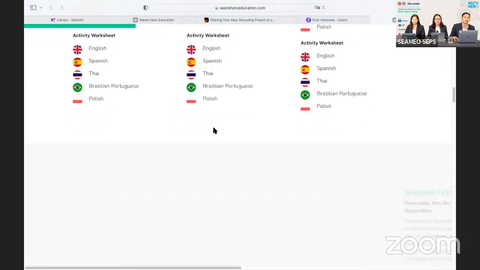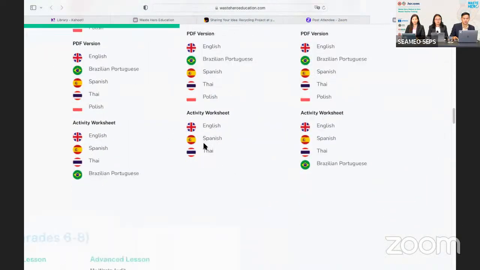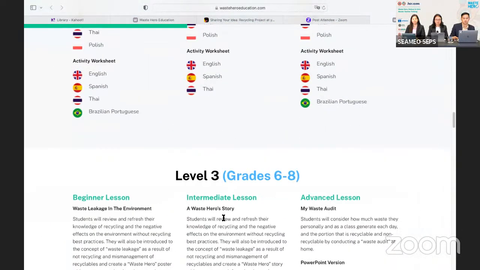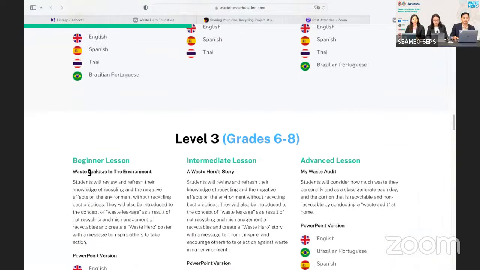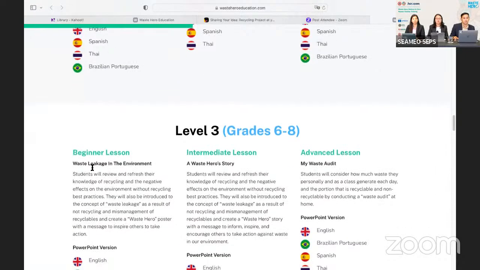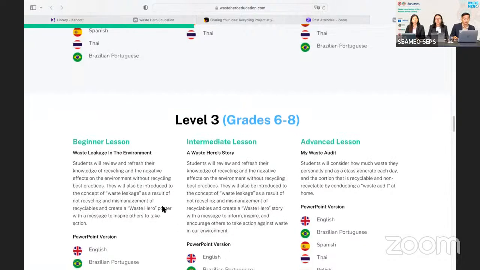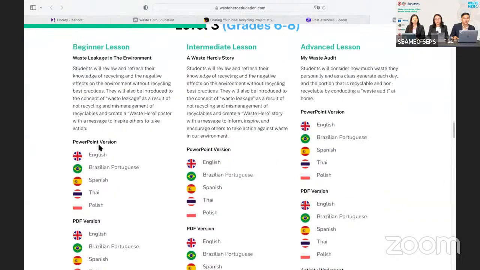For today, we are going to level 3 for grades 6 to 8 at the beginner lesson, and the topic about the waste leakage in the environment. And we're gonna click on the PowerPoint version. There are two kinds of versions, PowerPoint version and PDF version. We're gonna click on English in the PowerPoint version.